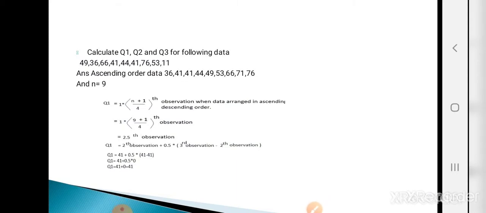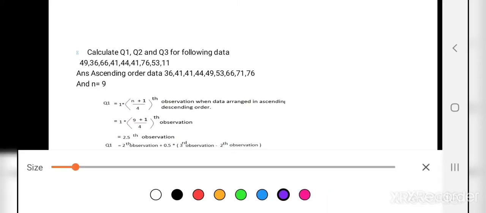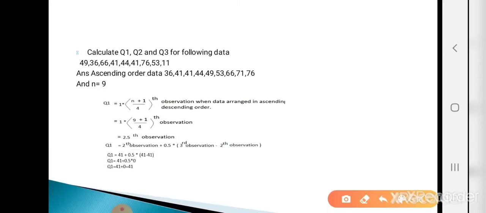The data we are given is 49, 36, 66, 41, 44, 41, 76, 53 and 71. For finding the quartiles we need to arrange the data in ascending or descending order. Here the ascending order data is 36, 41, 41, 44, 49, 53, 66, 71 and last is 76. And here the total number of observations, that is small n value, is 9. That means there are 9 observations we are given in the example.